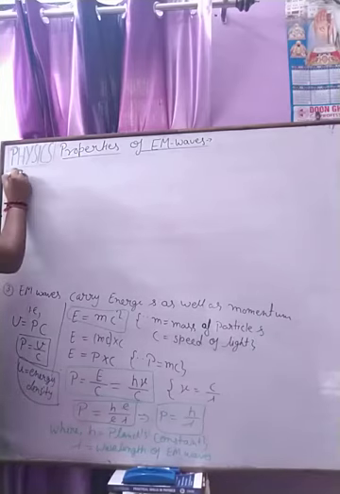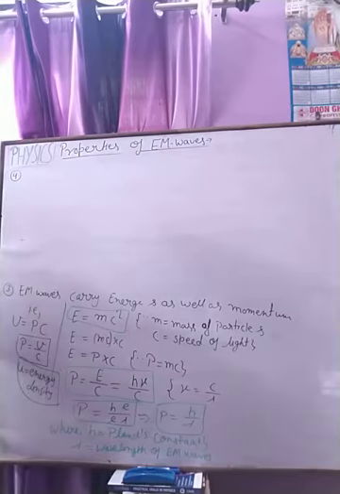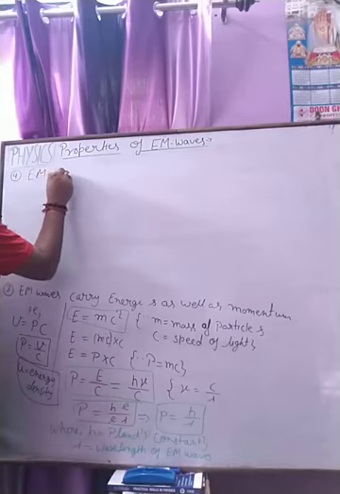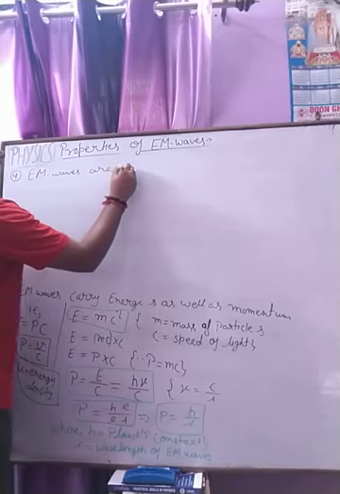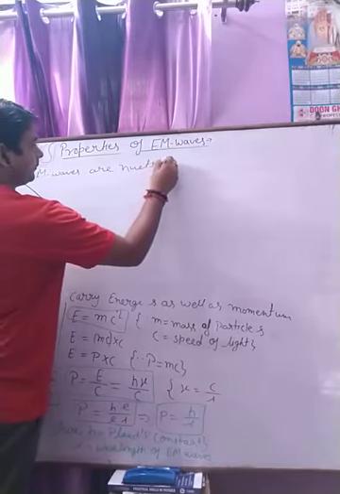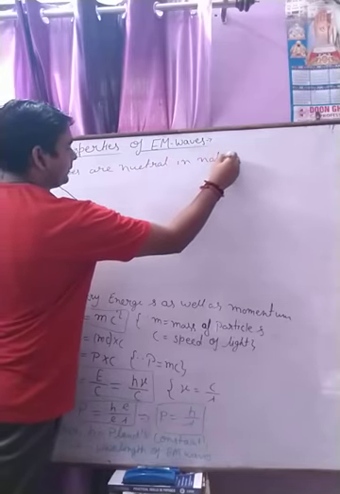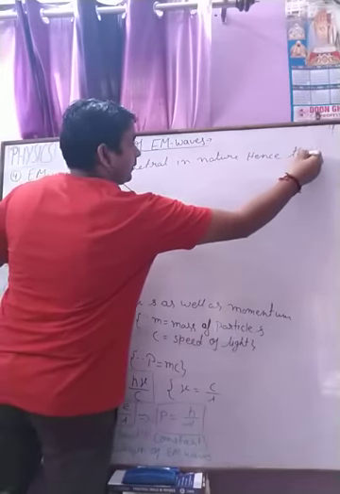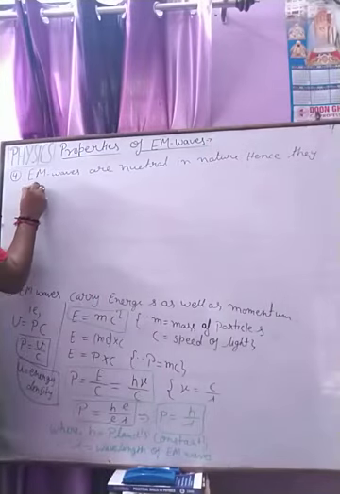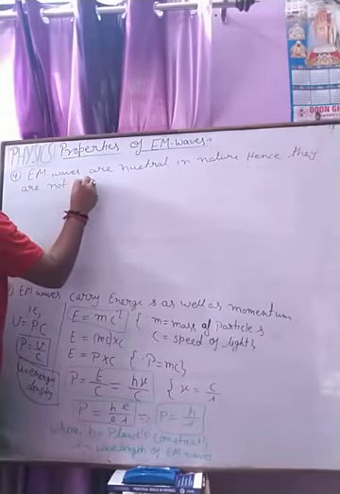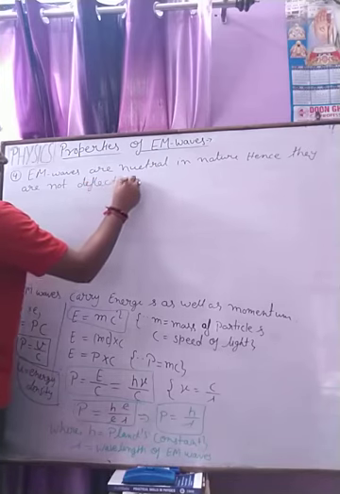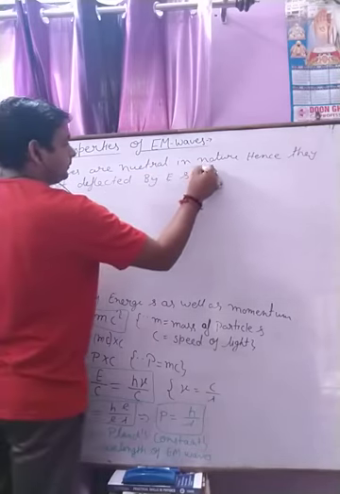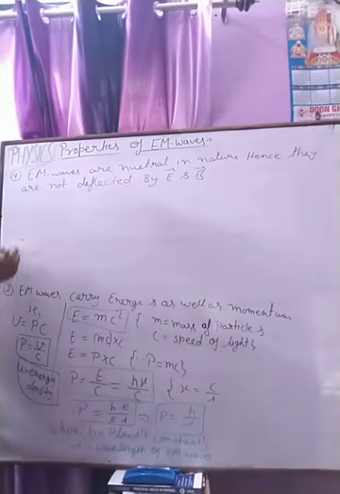Okay, next we have the fourth property. EM waves are neutral in nature, hence they are not deflected by electric and magnetic field.